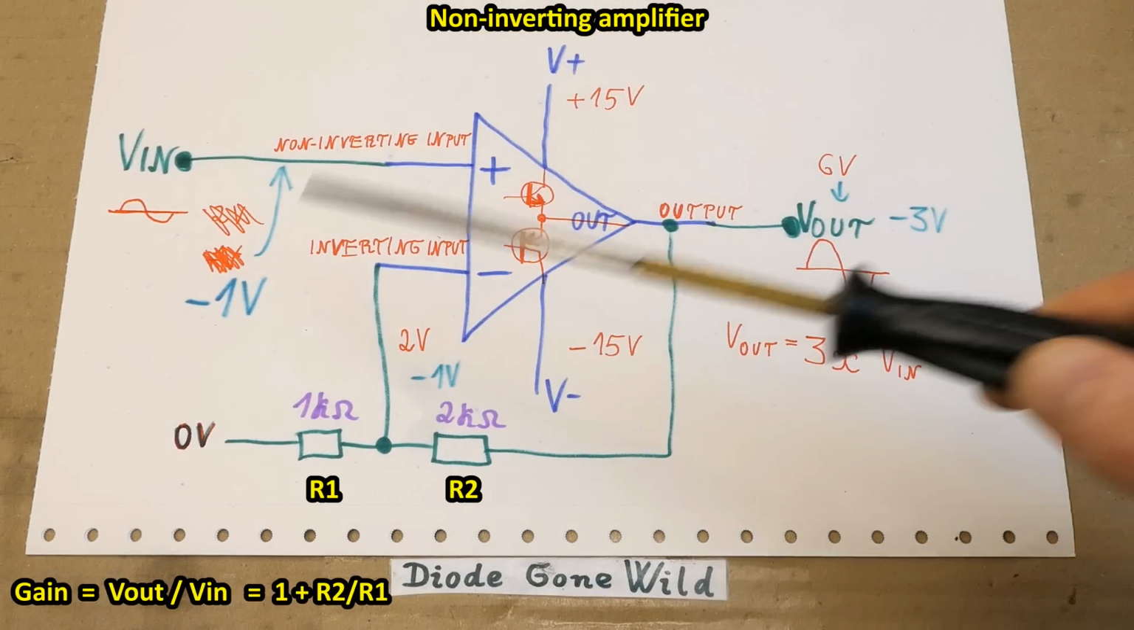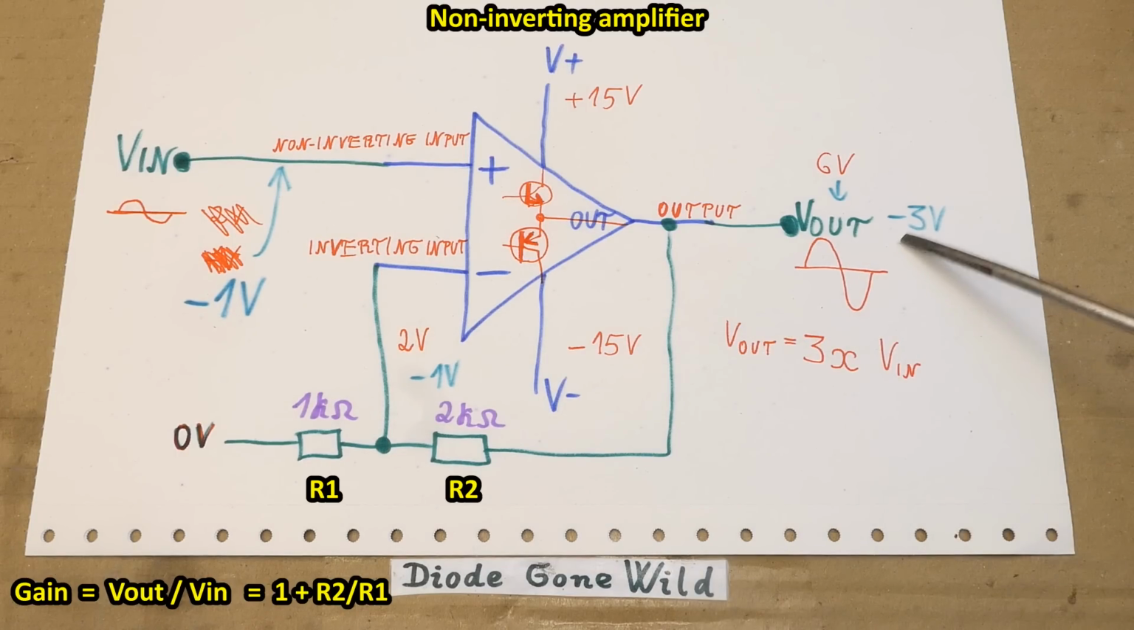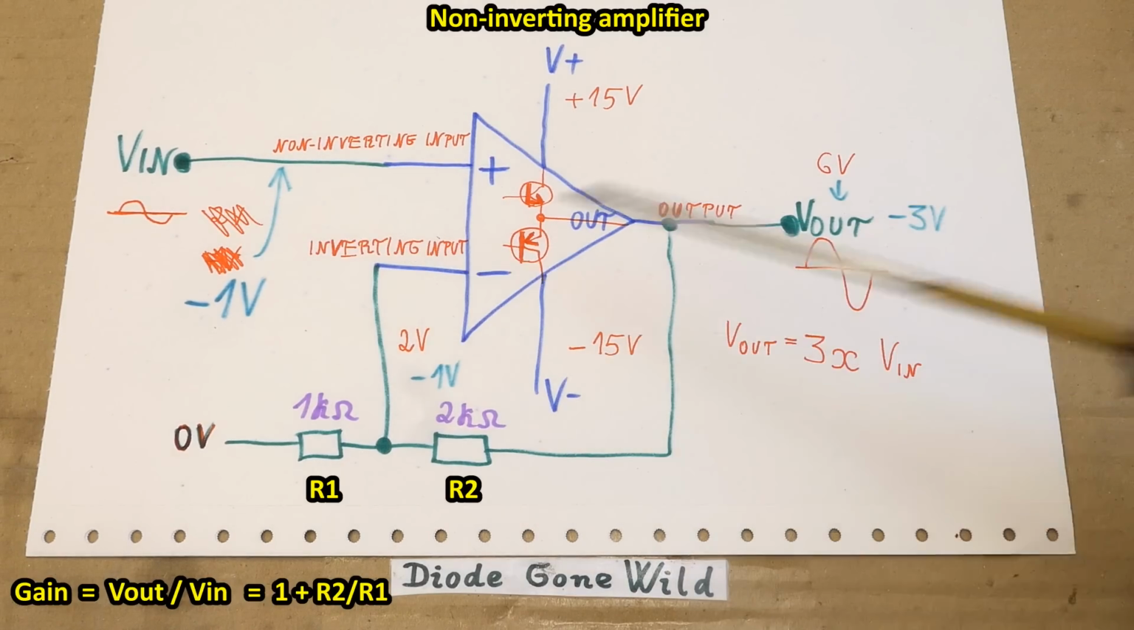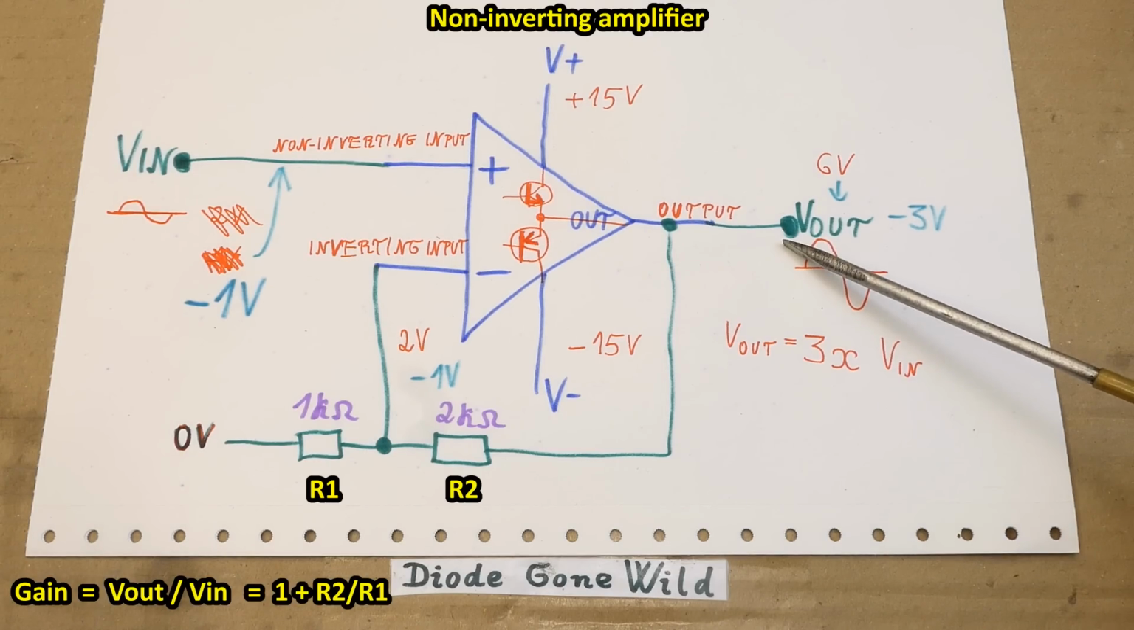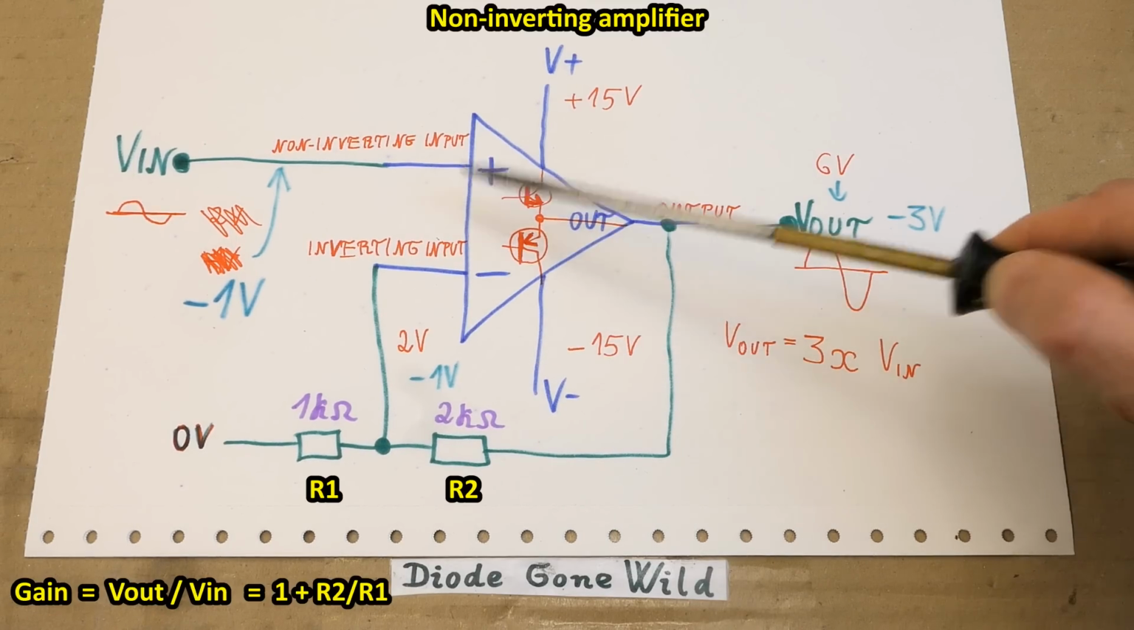As you can see, this always amplifies the voltage by 3. Minus 1 volt turns into minus 3 volts, 2 volts turn into 6 volts, and so on. And the basic principle is that the voltage at the output always travels until it finds the equilibrium, until through the feedback both inputs end up at the same voltage.